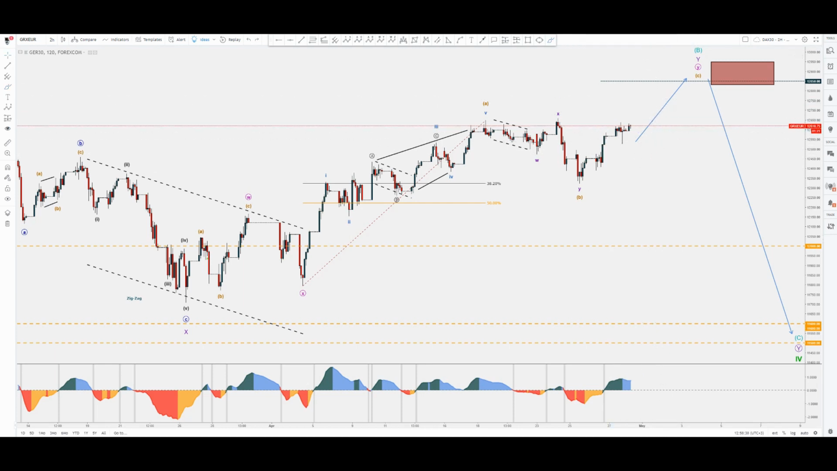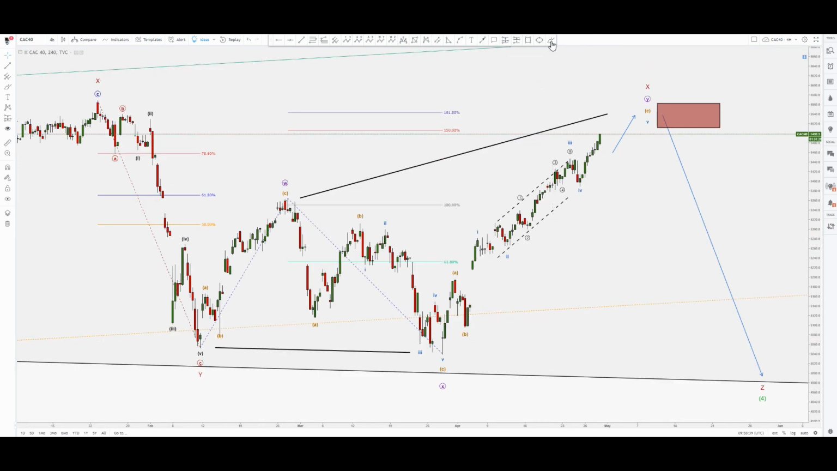But the similarity is also with the CAC 40, France 40, with this leg right here, and this corrective piece within an expanded flat. And with the Fibonacci extensions, I labeled this W with the X, leading me towards the 161.8. And as we can see, it really wants to go there. It looks like it wants to go there.